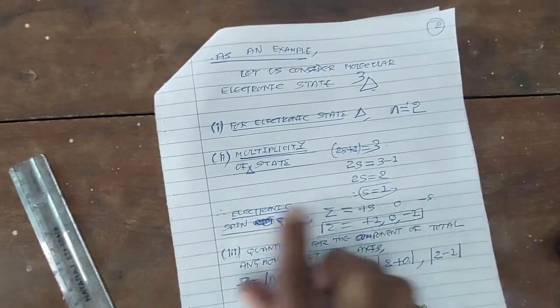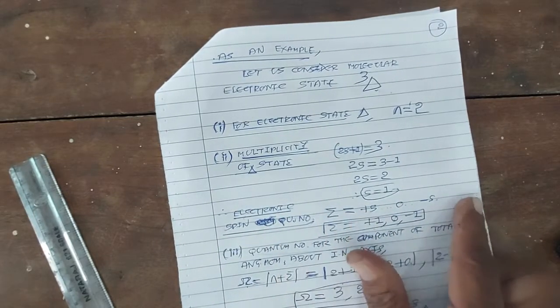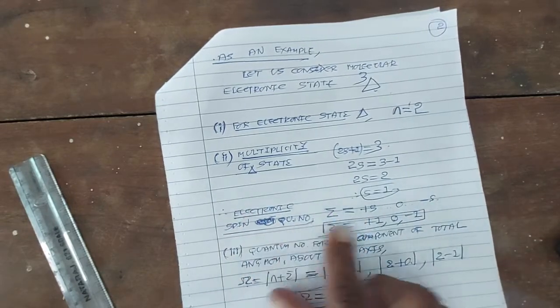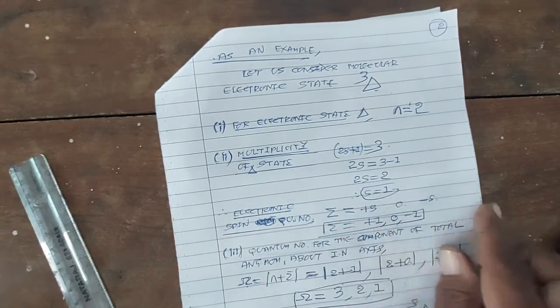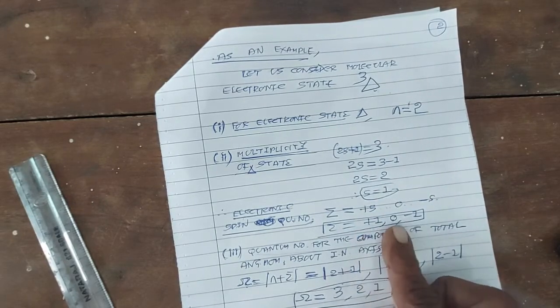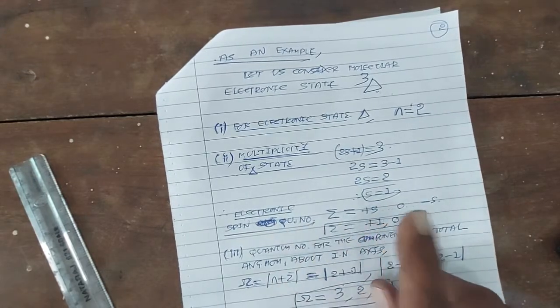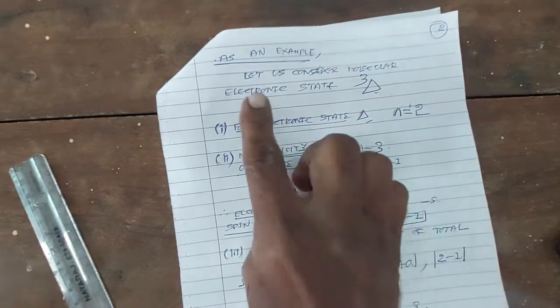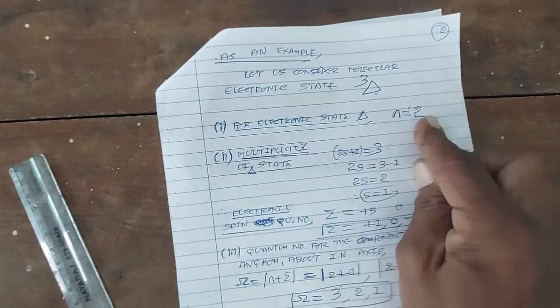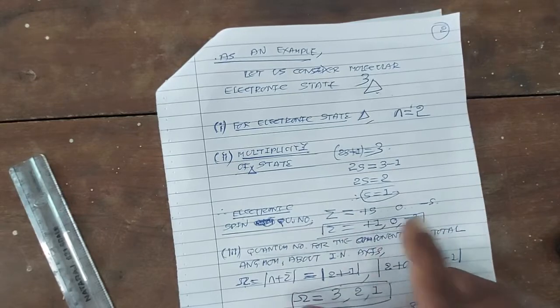So if s is 1, then the electronic spin quantum number sigma has values from plus s to minus s, because you know the electronic spin quantum number has 2s plus 1 values from plus s to minus s. Plus s means plus 1, then 1 minus 1 will be 0, and 0 minus 1 will be minus 1. So sigma has 3 values: plus 1, 0 and minus 1. Now for delta state, lambda is 2. The electronic spin quantum number sigma has 3 values: plus 1, 0 and minus 1.